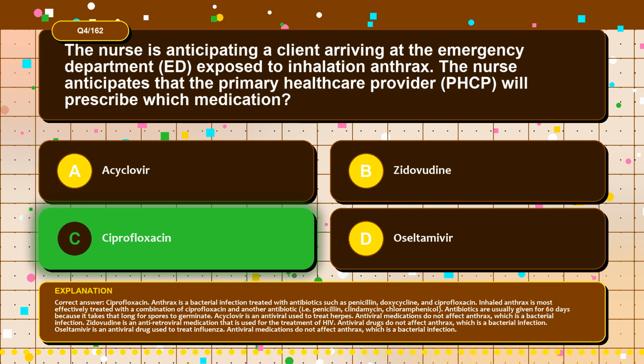Acyclovir is an antiviral used to treat herpes. Zidovudine is an antiretroviral medication that is used for the treatment of HIV. Oseltamivir is an antiviral drug used to treat influenza. Antiviral medications do not affect anthrax, which is a bacterial infection.